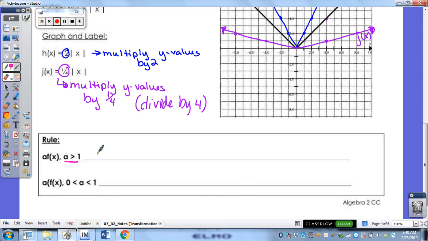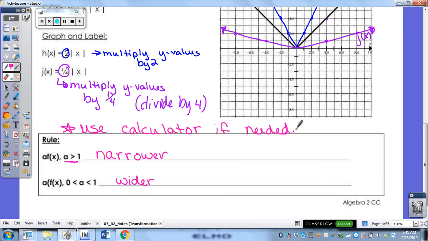So if your a value is greater than 1, it makes your graph narrower. It's going to stretch it up. All those values will go up. If it's between 0 and 1, that's going to make your graph wider, so it's going to bring it down like that 1/4 did. And then, as always, use calculator if you need to. Nothing wrong with that.